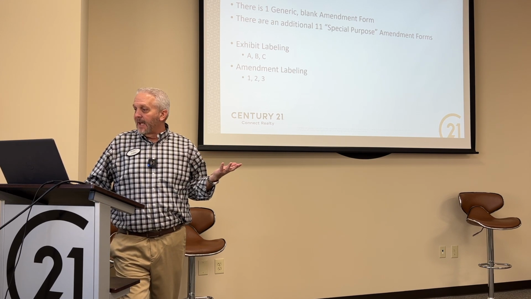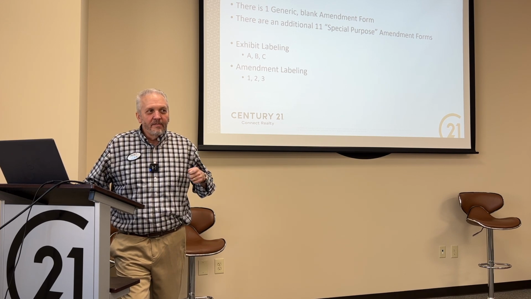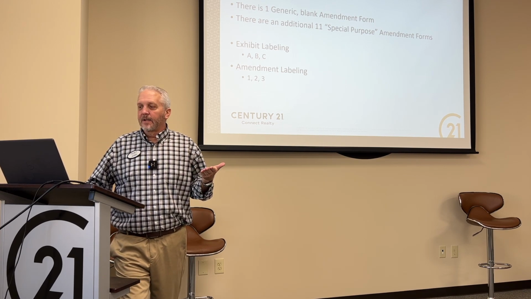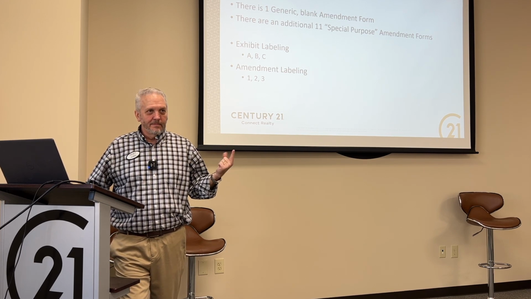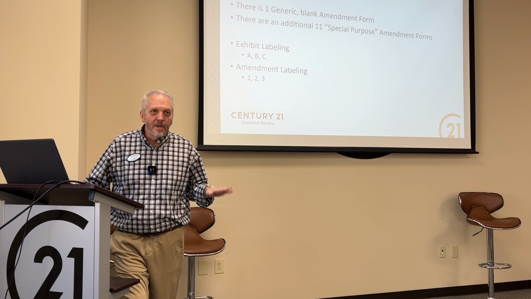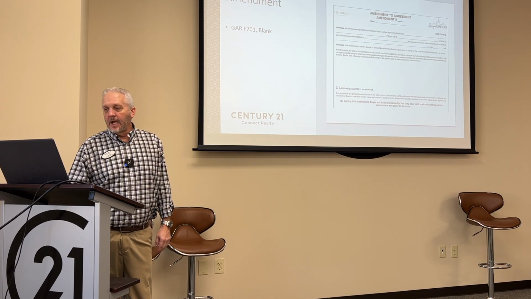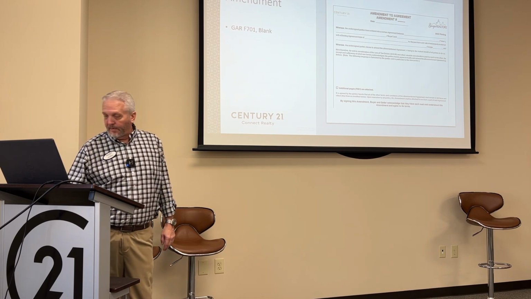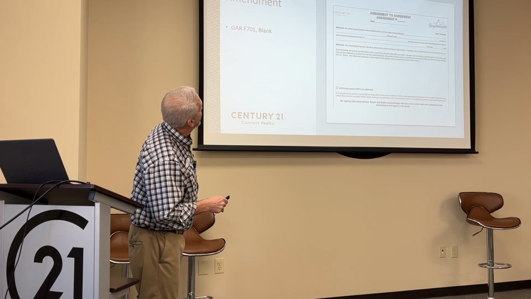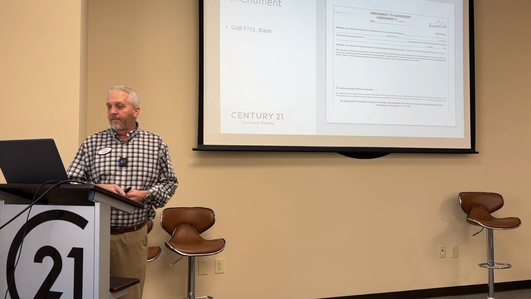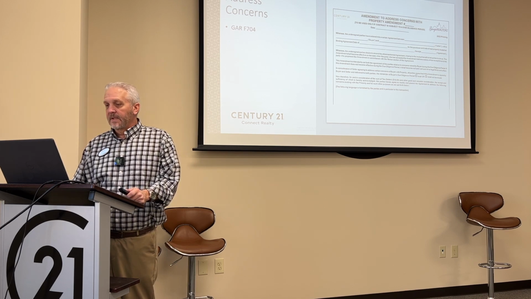There are, like I said, 11 special purpose amendment forms. Just as a review, exhibits are labeled A, B, and C, and amendments are labeled 1, 2, and 3, right? We always do numbers for amendments and letters for exhibits in a contract. So everybody should be familiar with the generic all-purpose GAR 701 blank form, and it is what most of us are using most of the time.